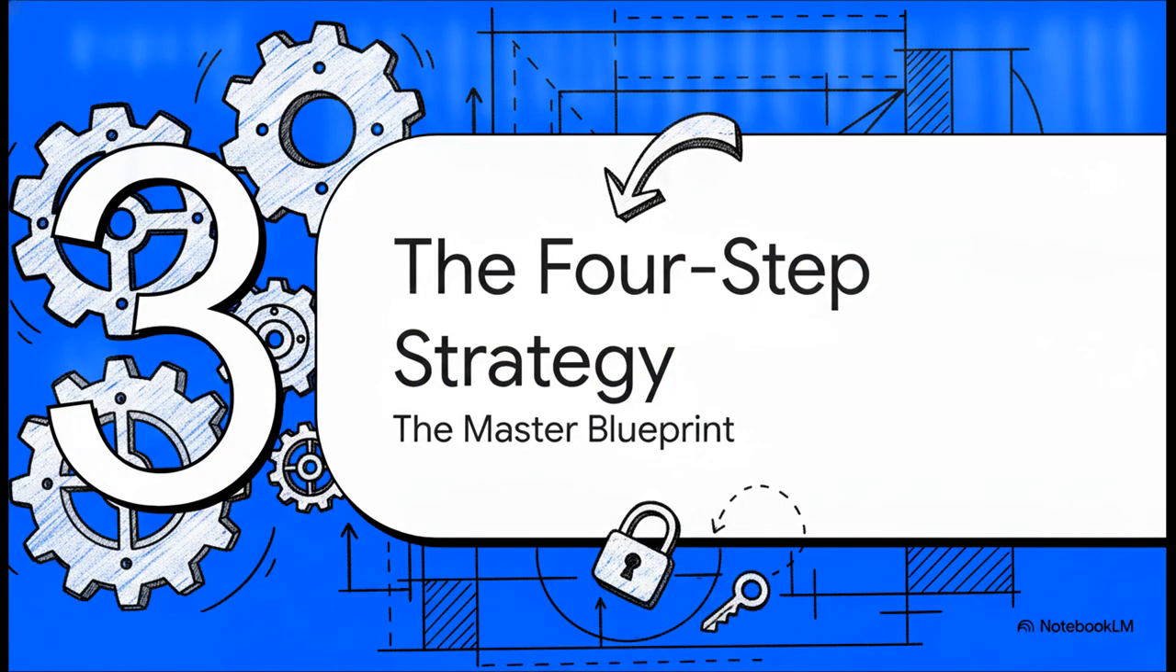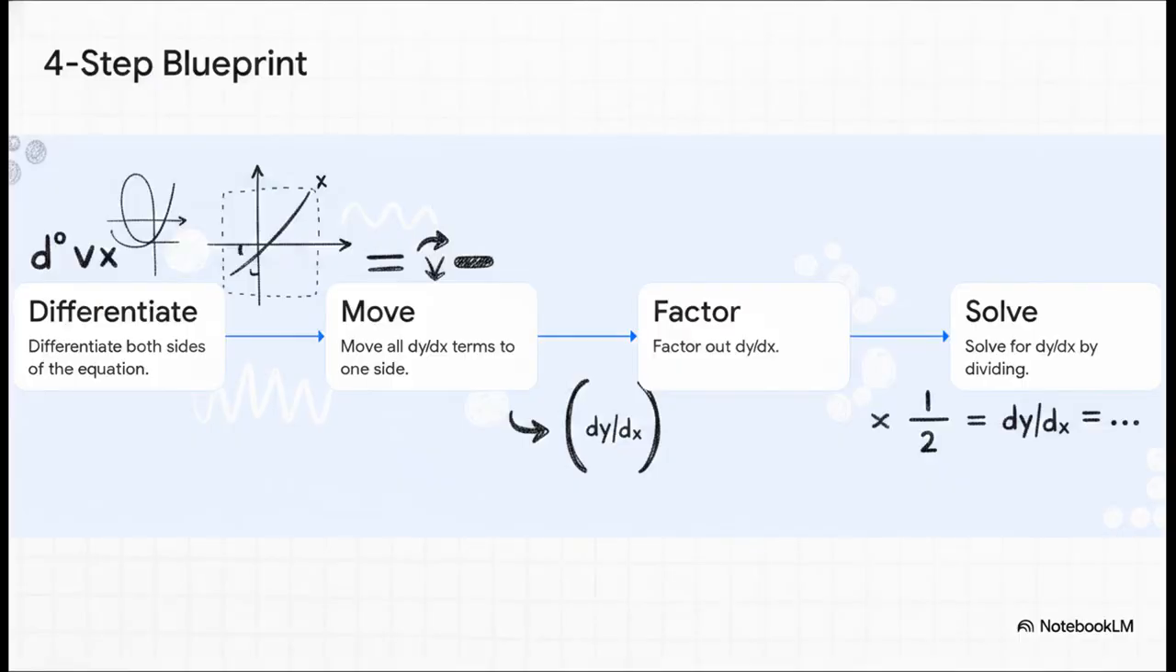Section 3, the four-step strategy, the master blueprint. Now that we have our secret weapon, it's time to look at the definitive four-step strategy to crack literally any implicit differentiation problem. Honestly, I want you to memorize this mantra. It's a permanent cognitive hook that will never fail you. Ready? Differentiate, move, factor, solve.